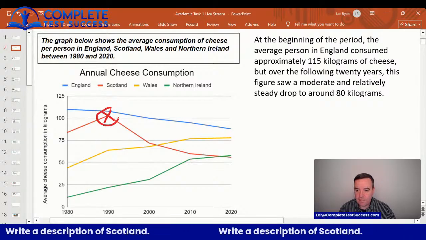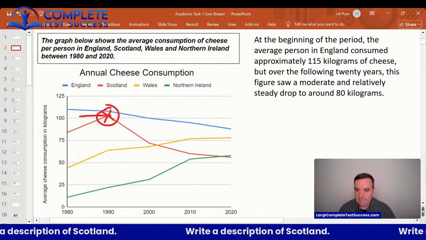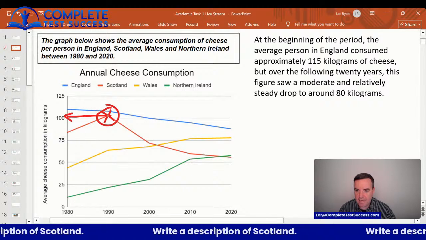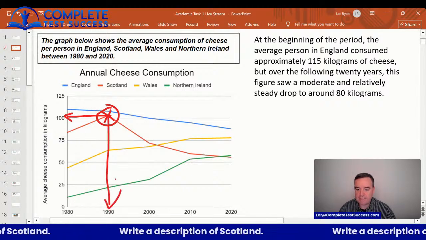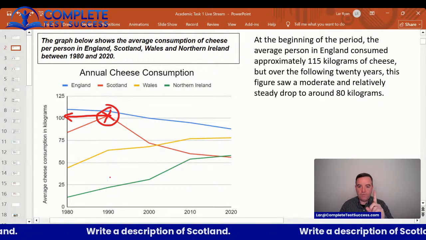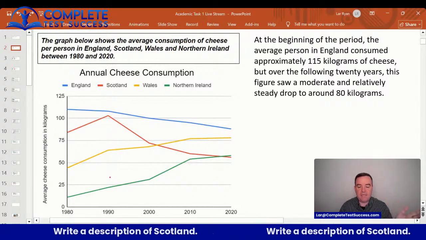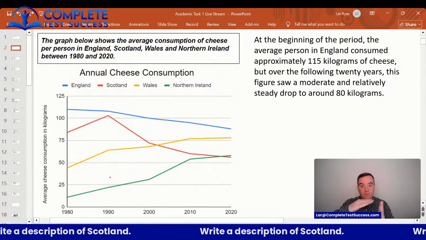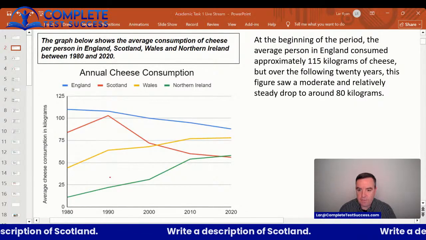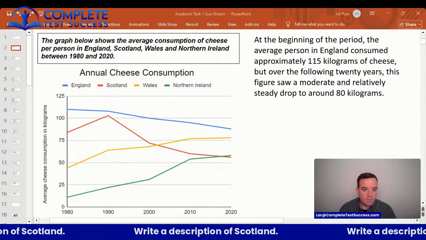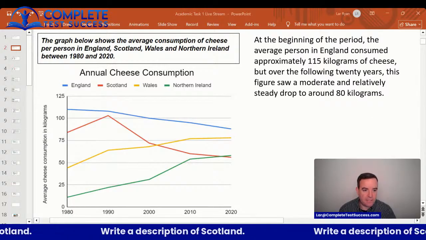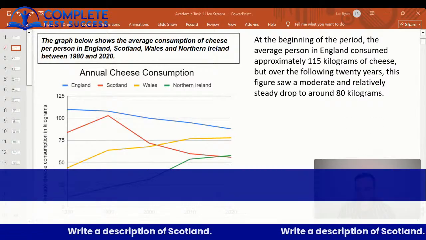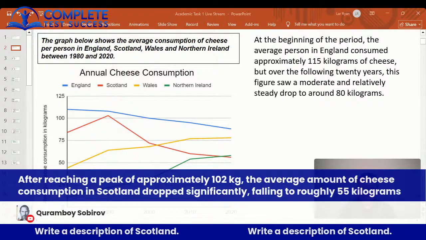So any point on the chart that you want to talk about, you have to give the data from the y-axis and the data from the x-axis. If you only give one of those pieces of information, that doesn't mean anything. It's where those two connect on the graph. So if you say it reached a peak of 105, but you don't say when, that doesn't mean anything. Or a peak of 102, but you don't say when, that doesn't mean anything.